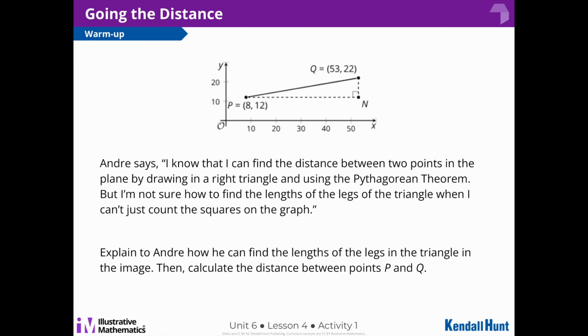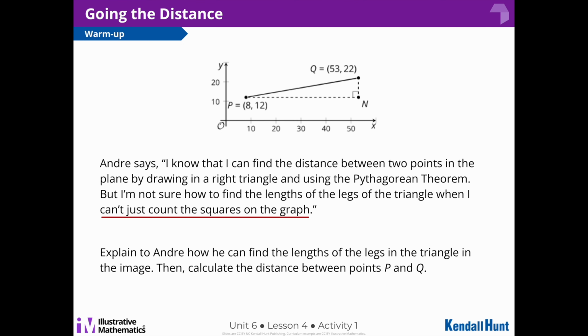So here we have 2 points, P and Q. And Andre says, I know that I can find the distance between 2 points in the plane by drawing a right triangle and using the Pythagorean theorem. And this is something we've done before. And then he says, but I'm not sure how to find the lengths of the legs when I can't just count the squares on the graph. We've done this counting the squares on the graph.